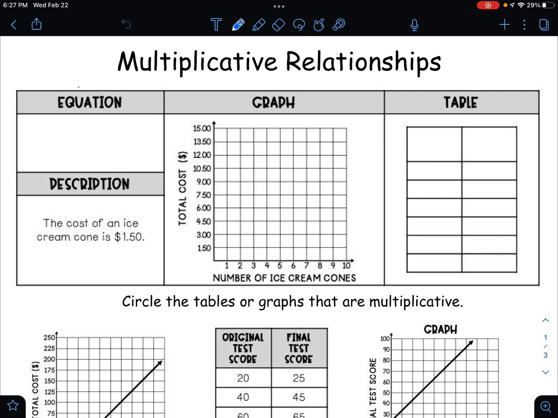I'm going to go ahead and graph this. One ice cream cone is $1.50. So that means that two ice cream cones would be $3. Three would be $4.50. Four would be $6. And I'm going to keep going with my graph.